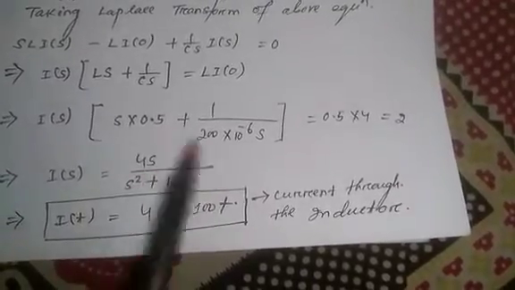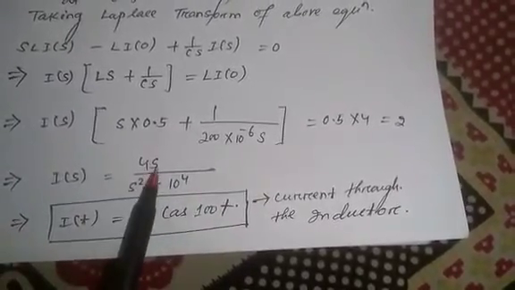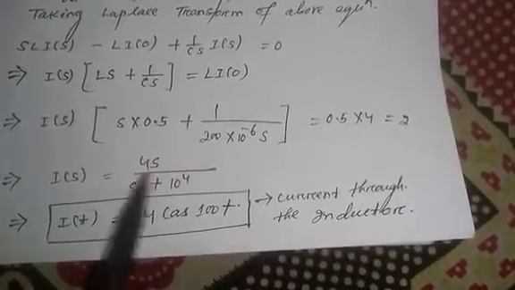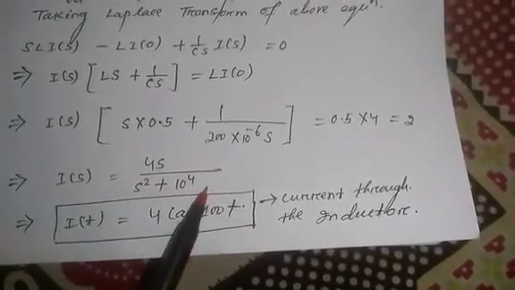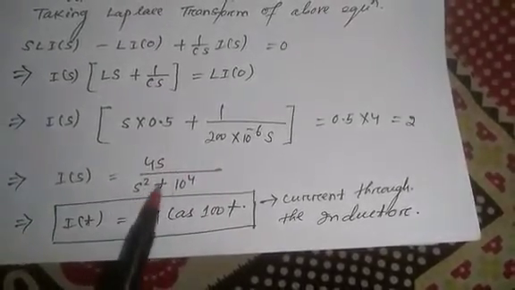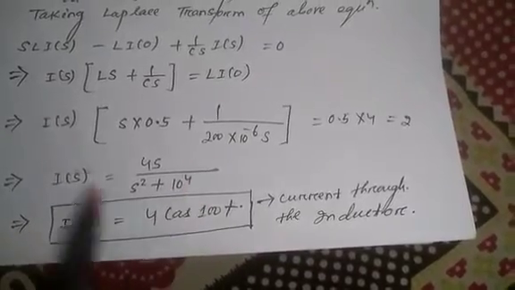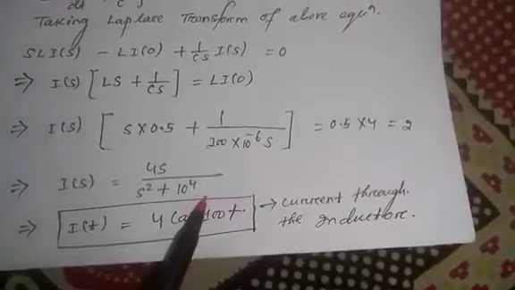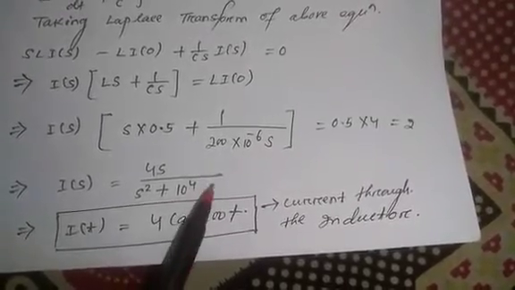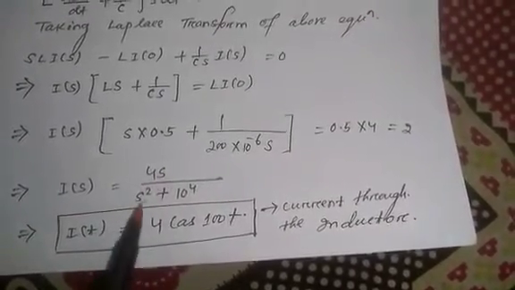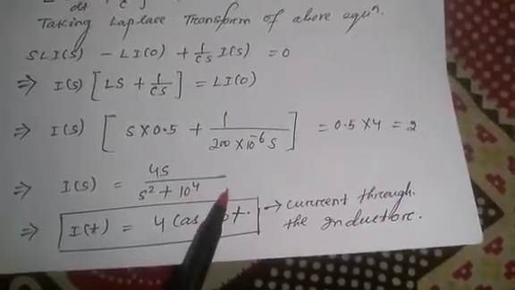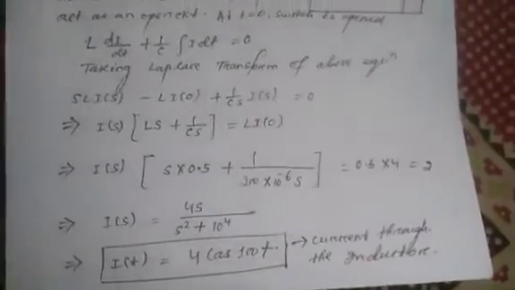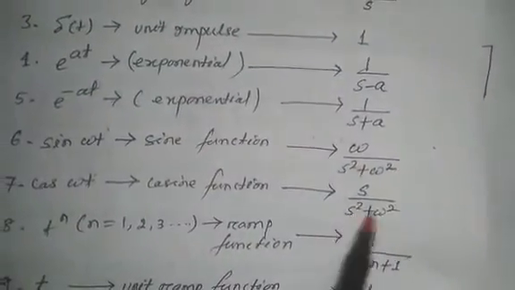Take 4 common outside. Then s divided by s square plus 10 to the power 4, which means s divided by s square plus omega square, where omega square is 10 to the power 4, so omega is 100. Then s divided by s square plus 100 square is cos omega t. The formula was already discussed: cos omega t is equal to s divided by s square plus omega square.